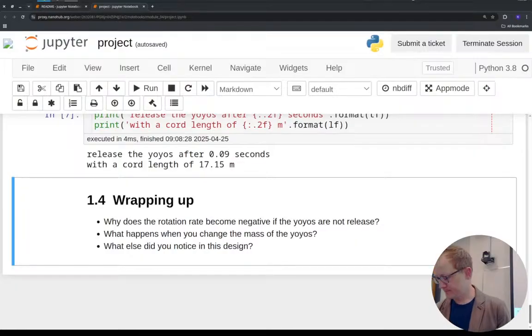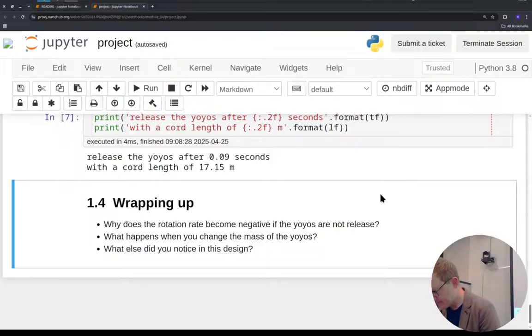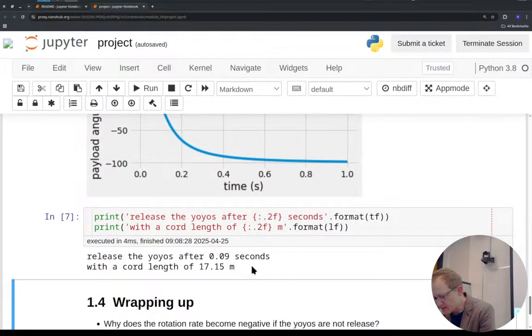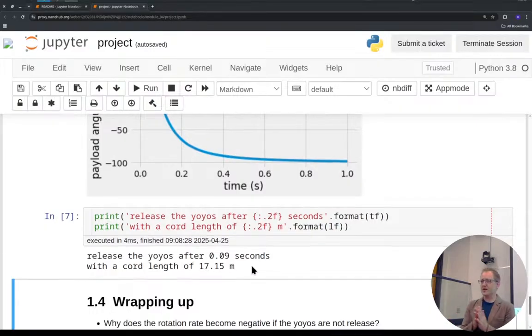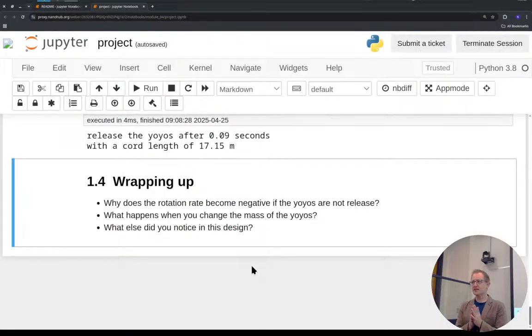All right. So then, what about what happened? How do we describe what happens when we change the mass of the yo-yos? Have you noticed anything yet? Ooh, pictures.